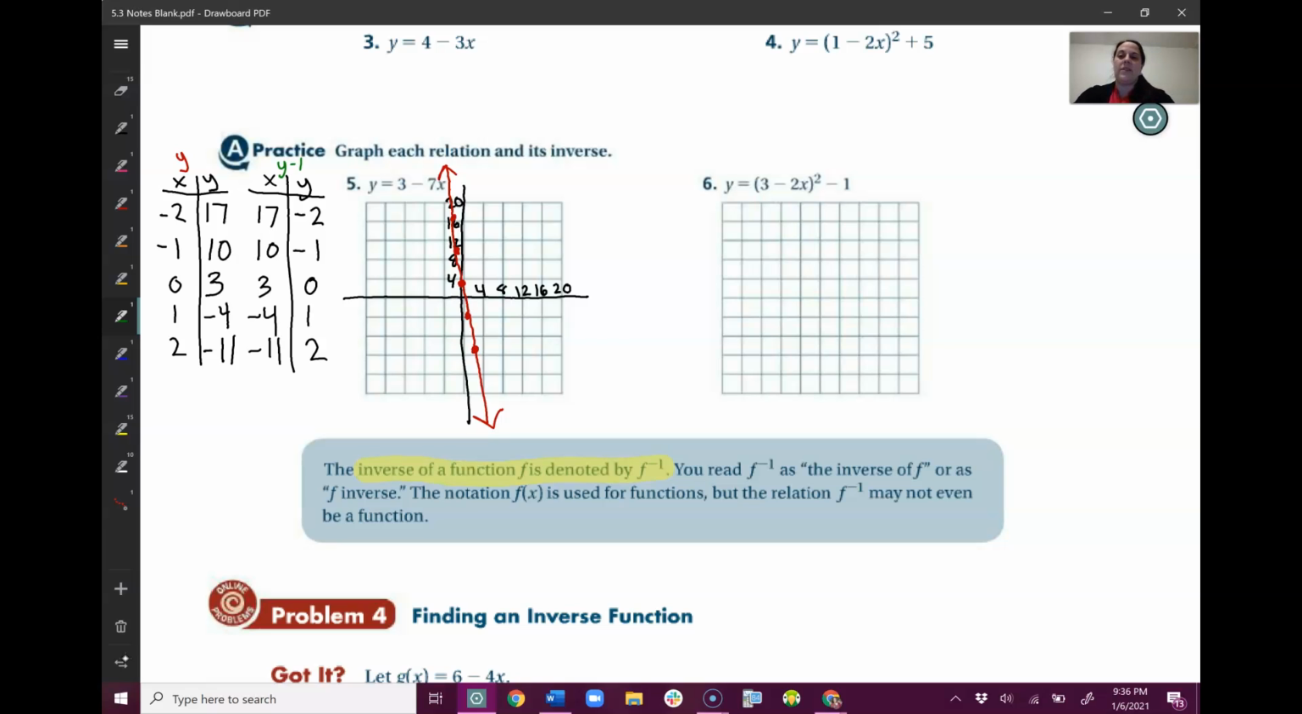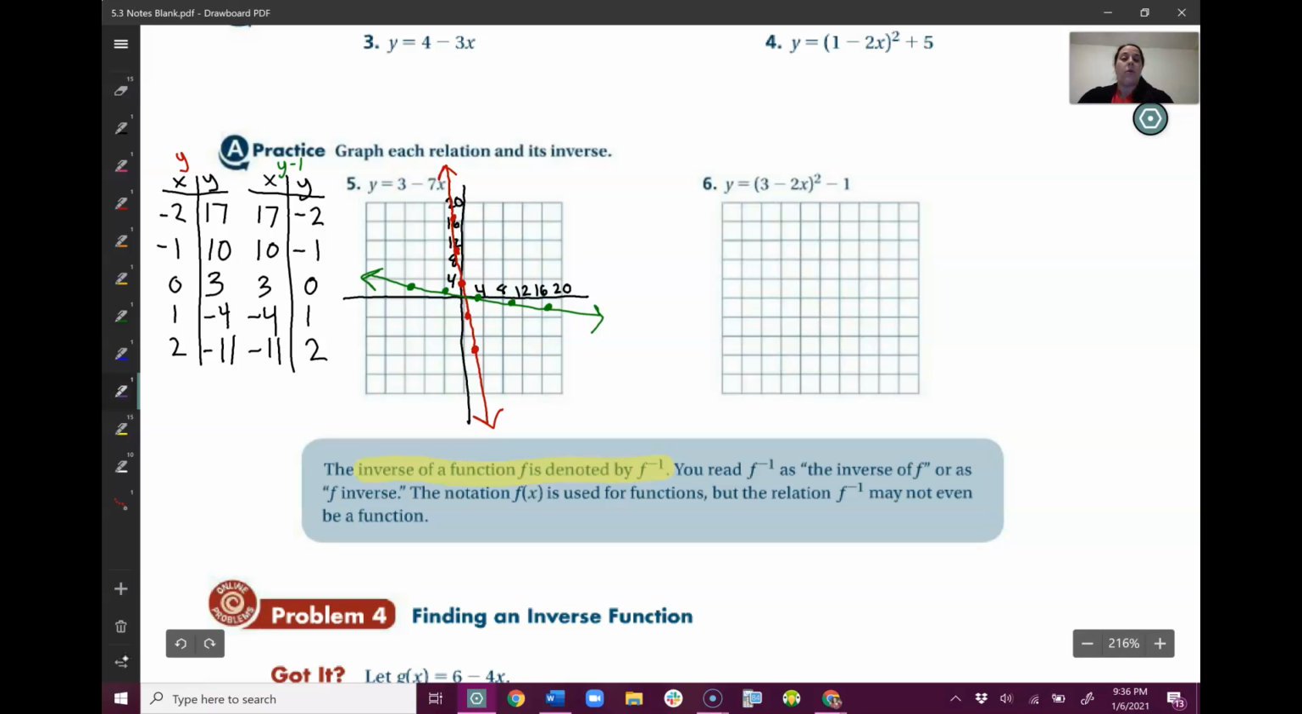So I flipped it all, and now let's graph it. So just like we did in the first video, I'm going to do this inverse in green so that you can kind of tell them apart. So this first one, I've got 17, comma, -2. So 17, comma, -2 right there. 10, comma, -1. So 10, -1 about there. 3, comma, 0. So there. -4, comma, 1 there. And then -11, comma, 2. So about like that. And just like last time, I'm going to connect them all. Ta-da! That is the graph of the original and its inverse.